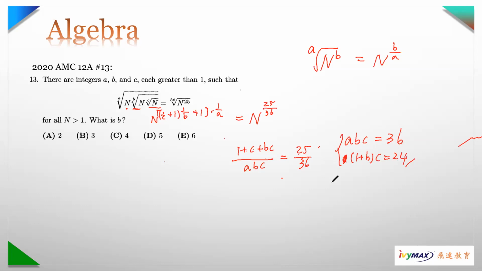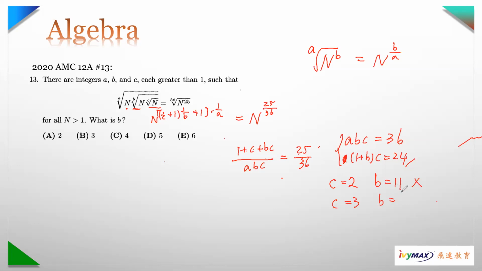So let's start from the very beginning, the smallest one, which is 2. So if c equals 2, based on the second equation, b must be 11. Well, but 11 is not a factor of 36, so this doesn't work. Okay, let's try the next one. So that will be 3. 3 is a common factor of 36 and 24. So if c equals 3, then b equals what?